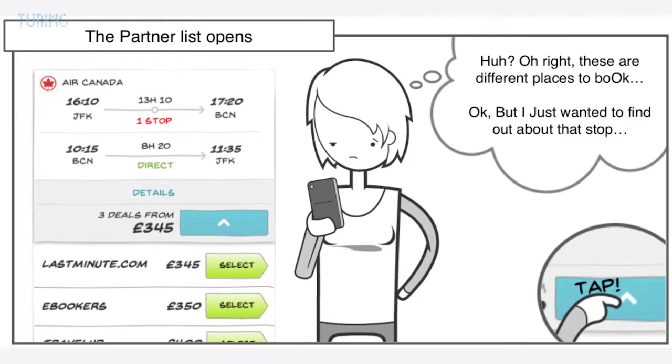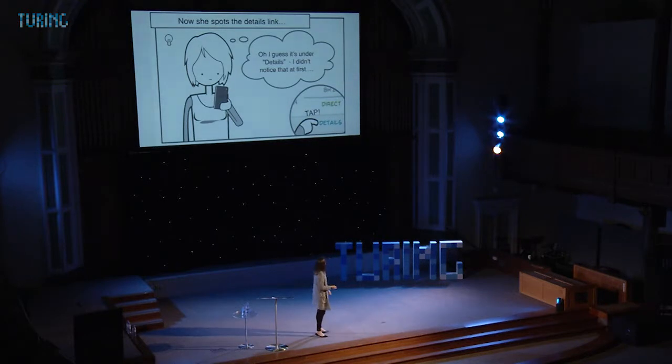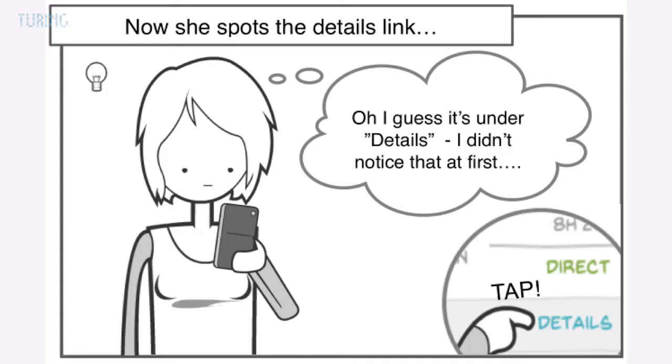And then she notices we have a details button. And when she clicks that button, it takes her to the content that she's looking for. In this case, it was more detailed information about the stopover, how long it is, etc.